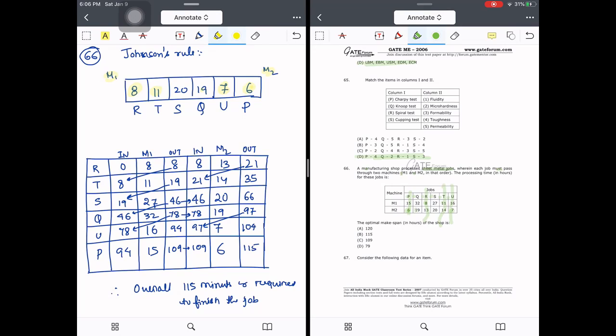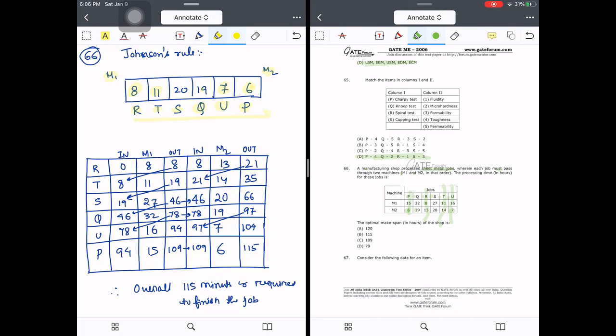Then 19, 32, 27, 20, 14, 11. 11 T. So I will keep it here. Again, this is over. 20, 27, 32, 19 here, and then 20.